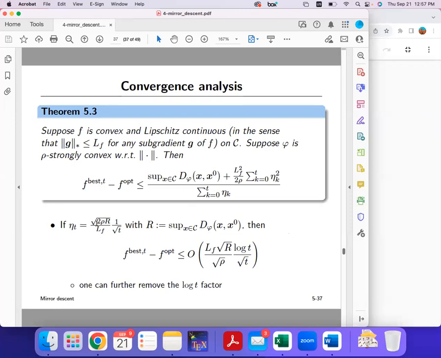So if we choose this step size and plug it into this bound, we will have this convergence rate. It's roughly log t over square root of t, but as t goes to infinity, log t will be dominated by the denominator square root of t. So it is roughly 1 over square root of t. Okay. And these two are fixed parameters. So this also depends on the square root of this r.